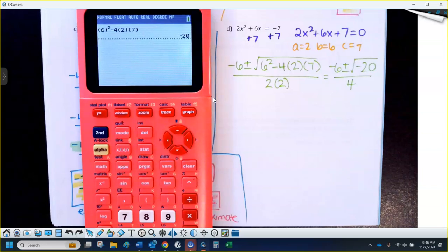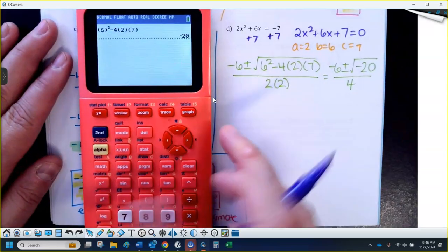If I look at that, what do I immediately know about my answers to this question? If I've got a negative 20 under the square root, we're going to have an i in this. Okay, so if you got a negative under your square root, if we were to graph this, it wouldn't touch the x-axis. We're going to have imaginary solutions.